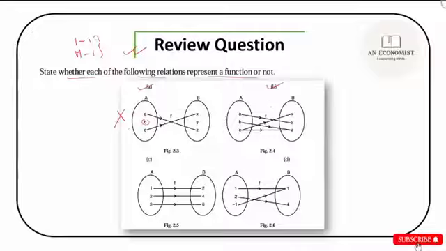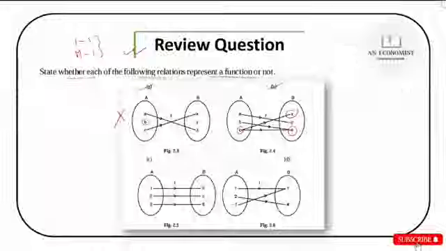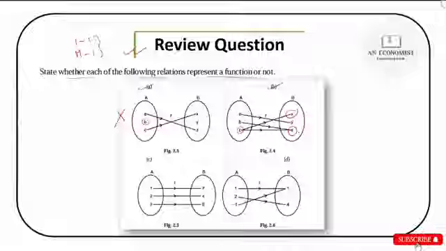Let's look at B. A has a mapping with Y, B has a mapping with Z, but C has two different outputs, right? C has a mapping with both X and Z. So it's a one-to-many relation and not a function. So this is also not a function. Let's look at the third case. Here this is a pretty simple case. For each input you have a unique different output, right? So it's a valid function, it's a one-to-one function.